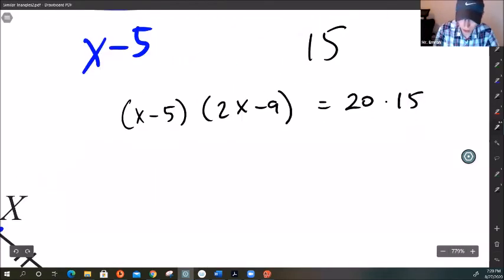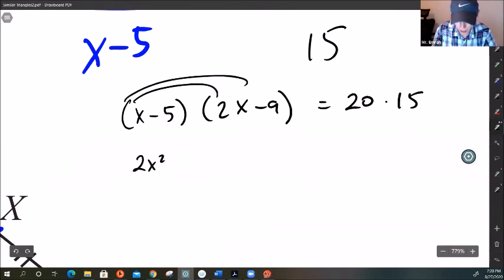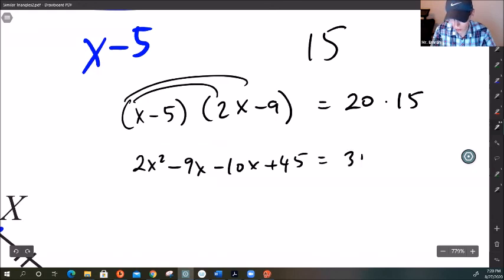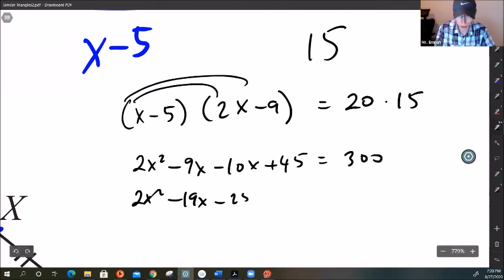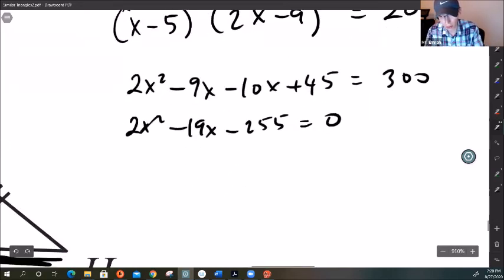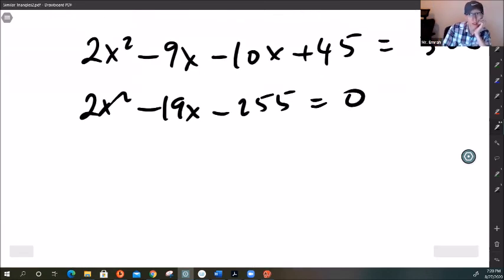Okay, let me just simplify this before. x times 2x is 2x squared, right? x times negative 9 is negative 9x. Negative 5 times 2x is negative 10x. And then negative 5 times negative 9 is 45, which is equal to 300. And then 2x squared minus 19x plus 45, and take away 300 from both sides, minus 255 is equal to 0. So how do you factorize this one? I think my answer key was kind of wrong on this one. 2x and x, right? What times what is 255?